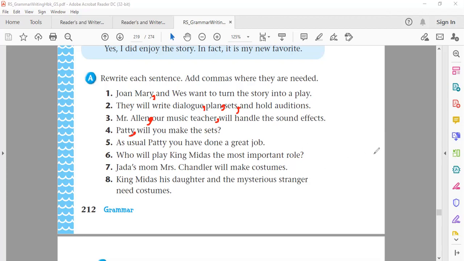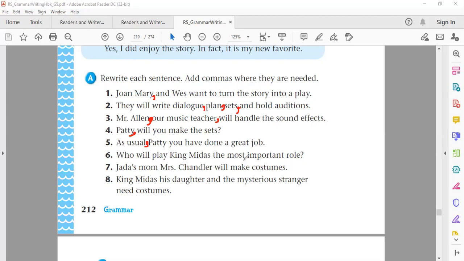Where do I put the comma? After Patty. Patty, are you sure? Because Patty here comes in the middle. It didn't come at the beginning. So where are you supposed to put the comma? Remember, we have as usual. As usual is one of the introductory words. So I will put it after as usual. So, as usual, Patty, you have done a great job. Okay.